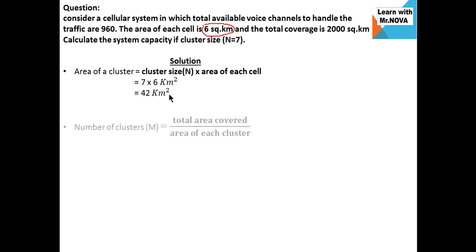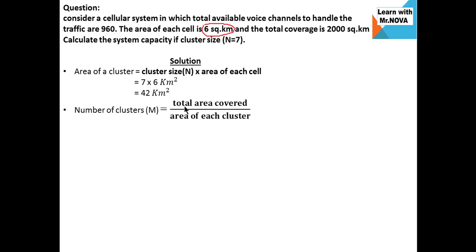Secondly, you calculate the number of clusters. The number of clusters is calculated as the total area covered divided by the area of each cluster. From the question, the total area covered is 2,000 kilometers square. So 2,000 kilometers square divided by 42 kilometers square, you get 48. The kilometers square at the numerator cancels the kilometers square at the denominator, so it is unitless. You can simply say 48 clusters.